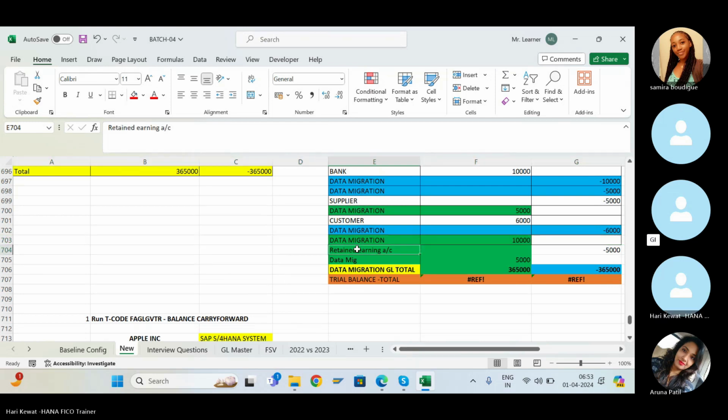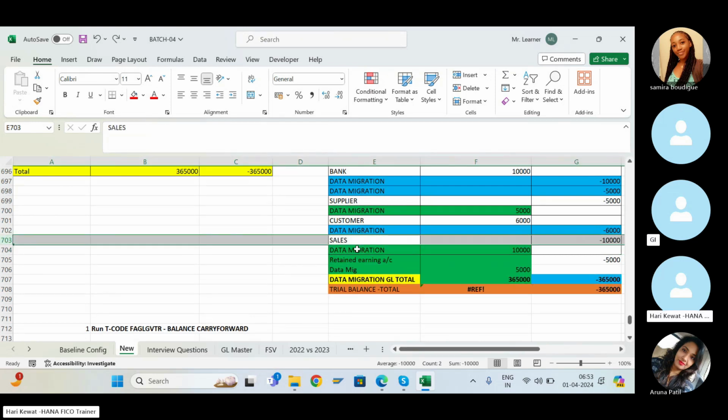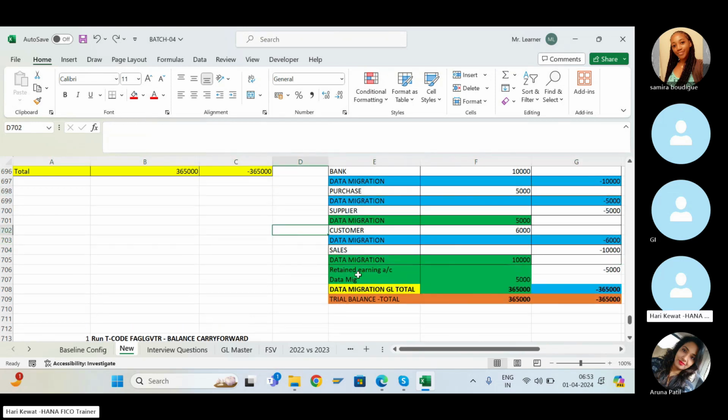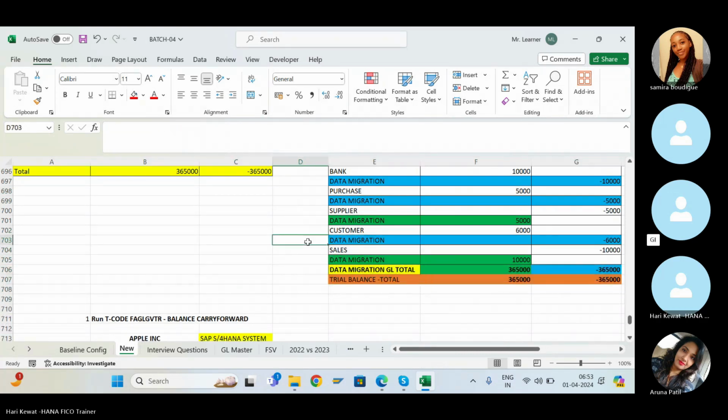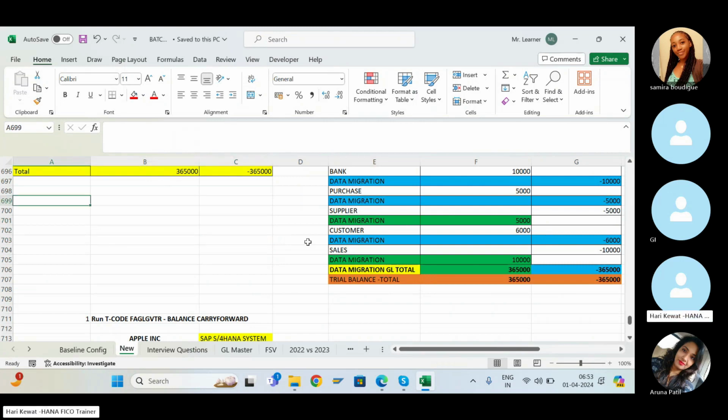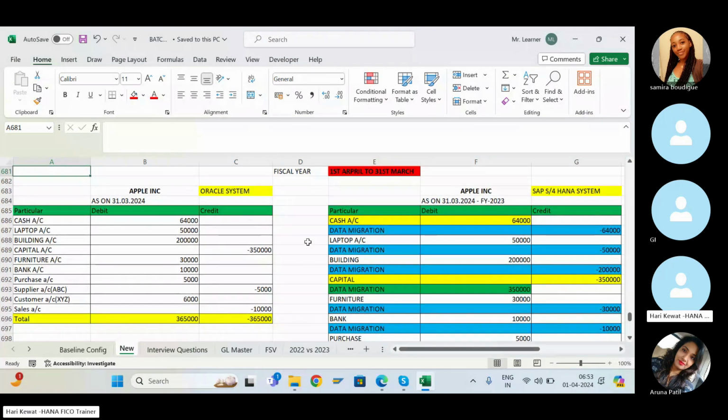Yes, sir, I understood the scenario. So it depends. You have to talk with the business about how they want it, and accordingly you have to do the data migration.